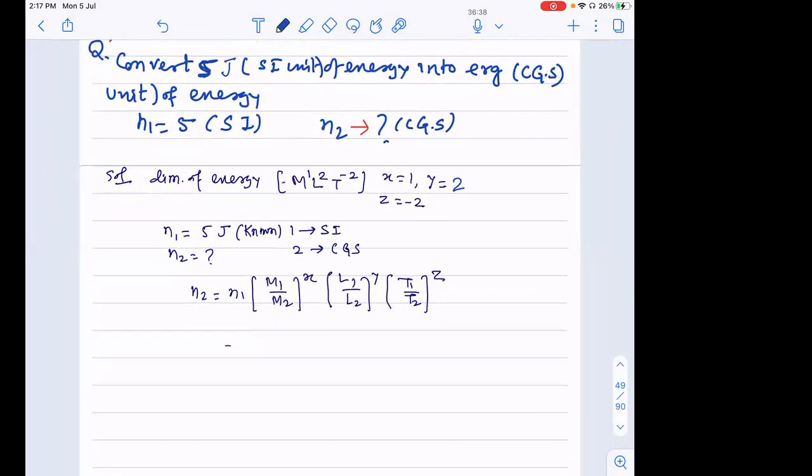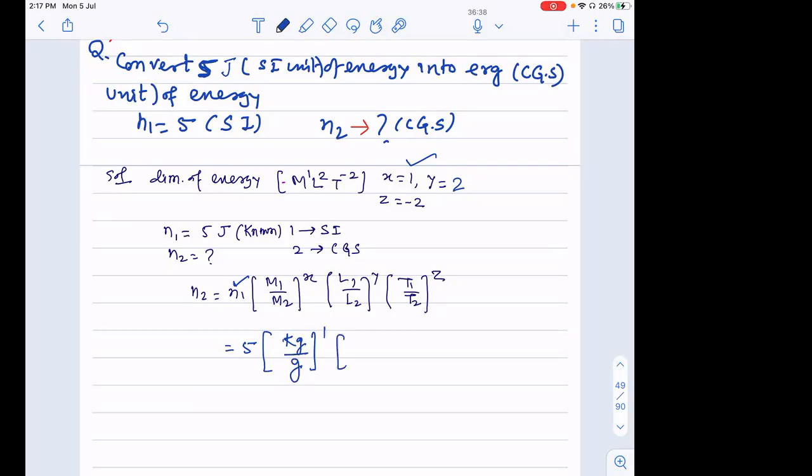So n1 is 5 joules. That we have to write. Now M1. See, 1 is the SI unit. Here also, mass in SI unit will be kg. So we write kg here. X is known, that is 1. And in the denominator, mass, 2 is CGS. So in CGS, mass is given in gram.